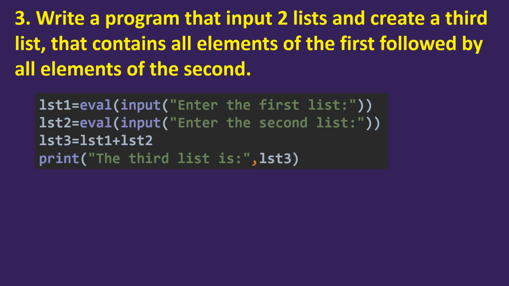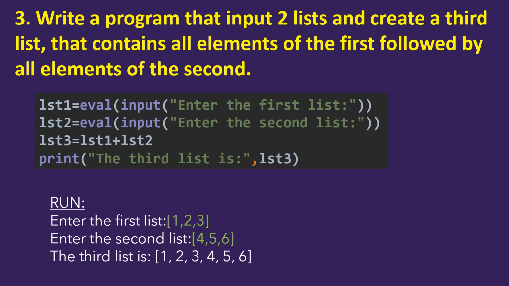Now for these two list variables, you take lst1 and lst2. Then you can create a third list, lst3, which is just the concatenation of the first two lists, lst1 plus lst2. In that case, the elements of lst2 will be appended at the end of lst1. So the third list is lst3. While running the program, let's say the first list entered has values 1, 2, 3, and the second has values 4, 5, 6. You can see the third list has the values of the second list appended at the end of the first list.